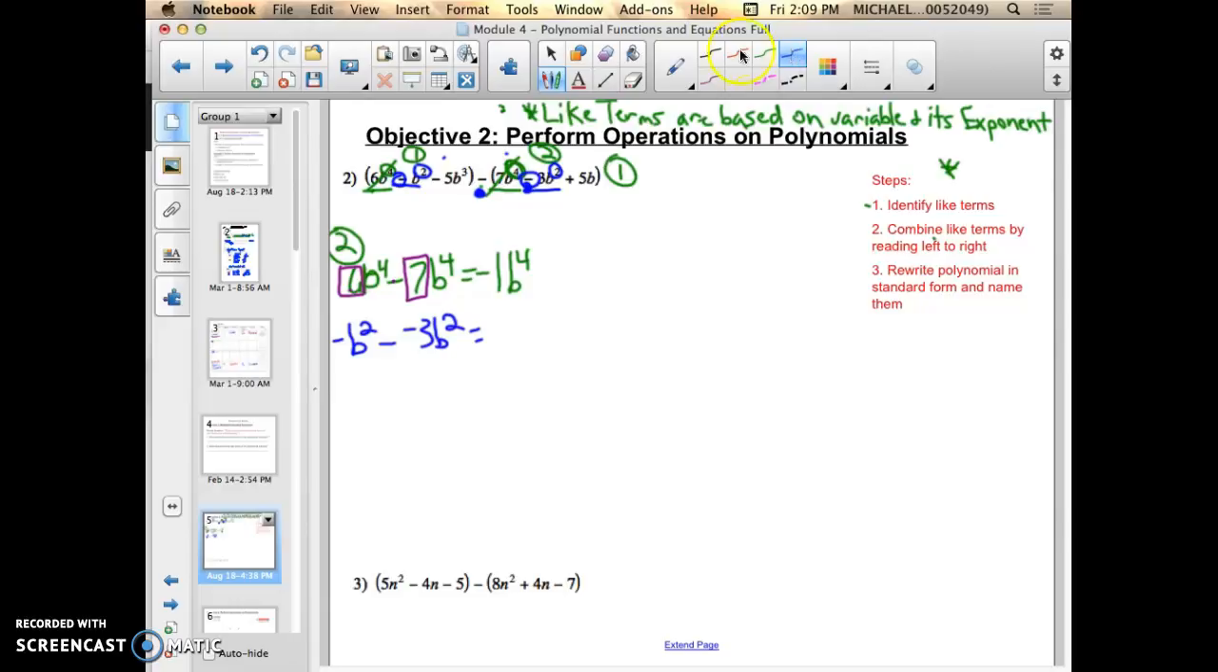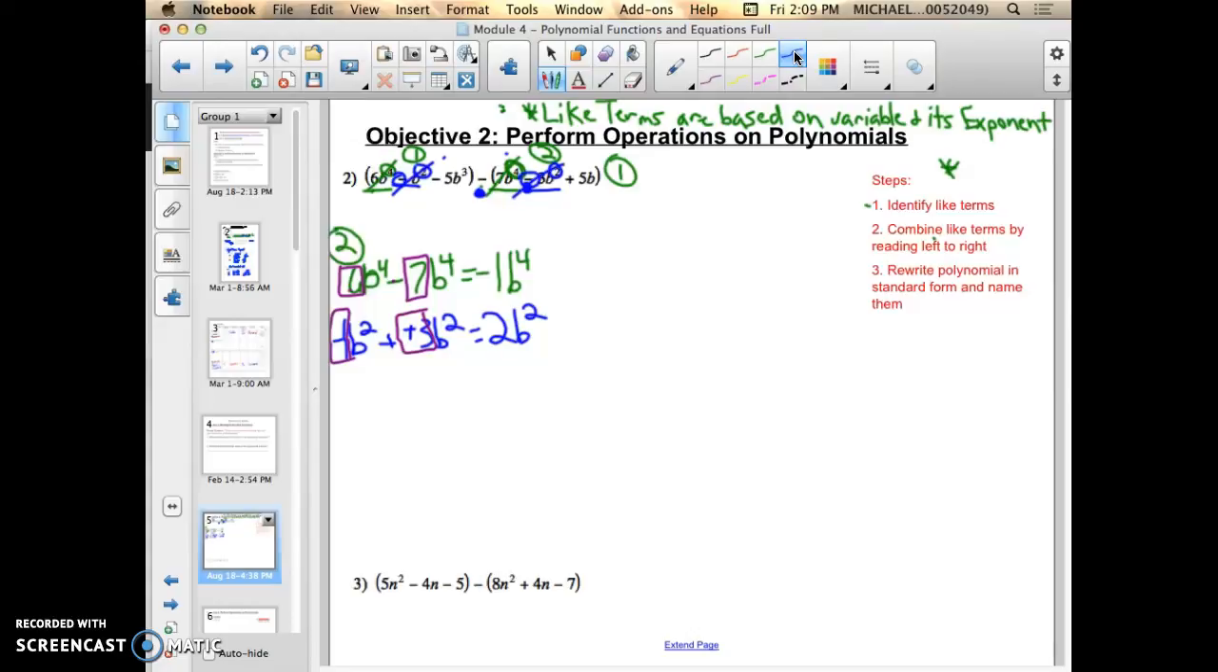And then again, to do this math, I have to look at the coefficients. And again, if the coefficient isn't written, we can assume that it's 1 in front of that variable. And then I just work with the coefficients to do this math. So I have a -1 minus a -3. And you should remember that when you minus a negative, it turns into positive. So -1 plus 3 is a positive 2b squared. So I'm done with my b squared terms. I can cross those out as well.